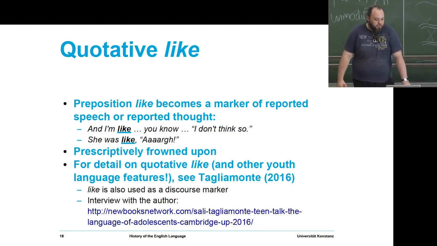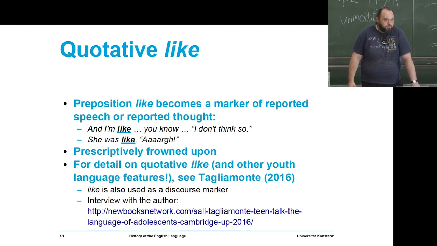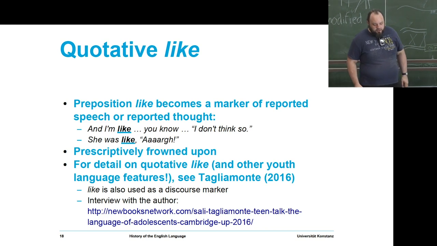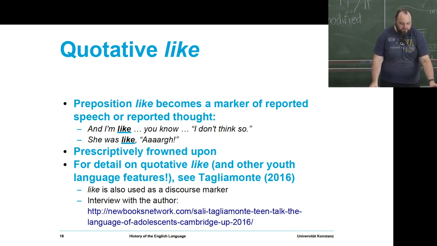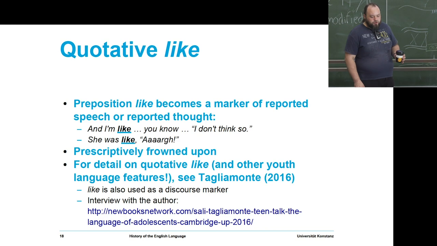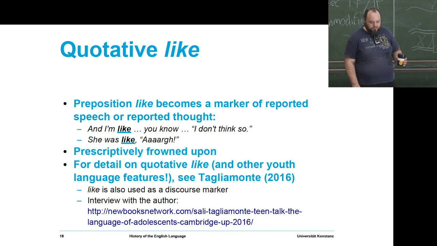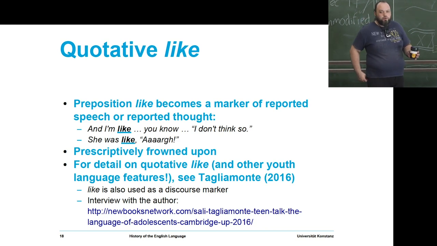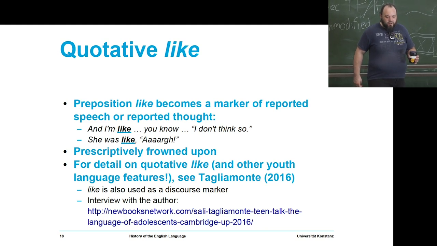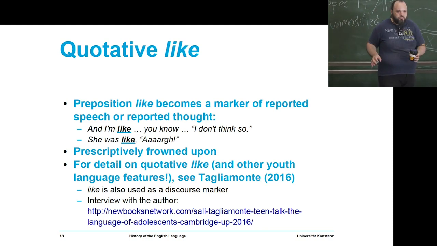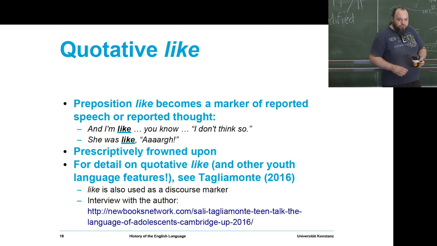Here's a fun one to end with for the syntax section, quotative like. Now this development is one in which a preposition, or something like a preposition, like, becomes a marker of reported speech or reported thought. So here the examples are something like, and I'm like, you know, I don't think so, or she was like, ah. And these examples are interesting because the traditional way of expressing these would be something like, and I said, I don't think so, or I reacted in the following way, like, I don't think so. But we can use like in the modern language.